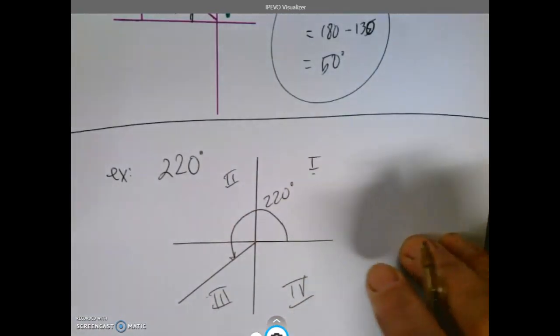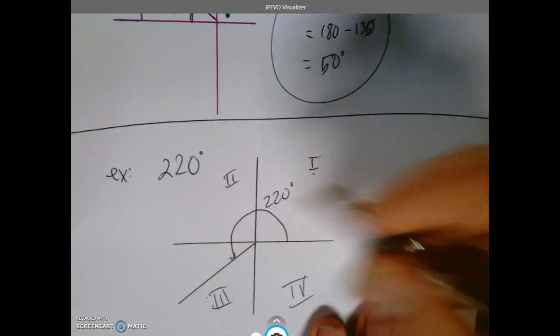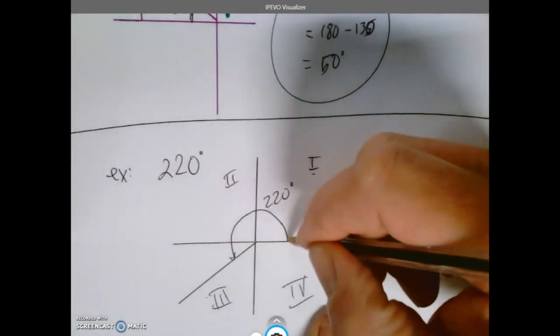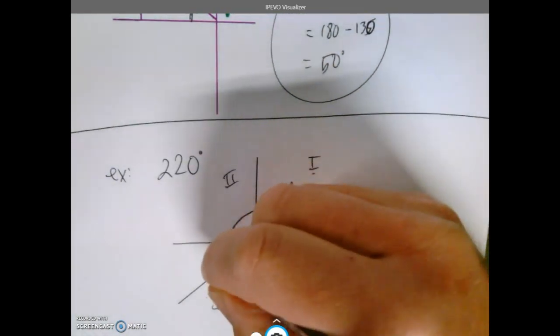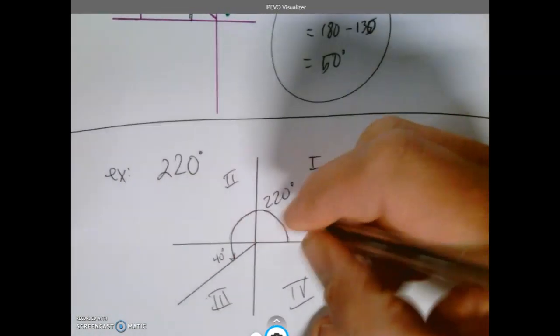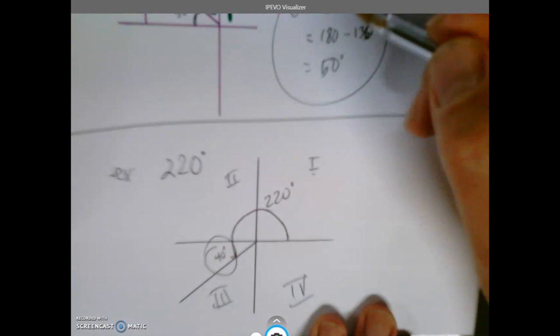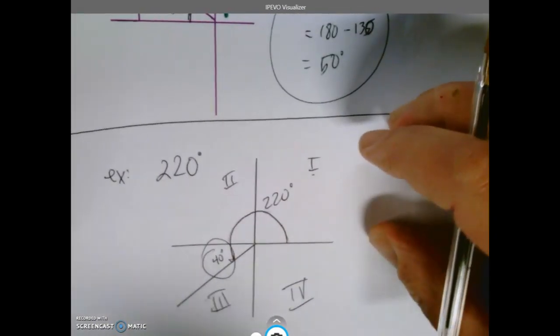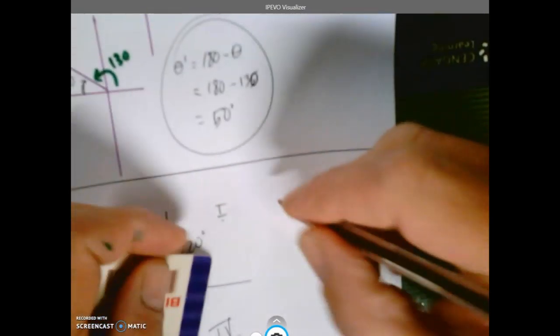That's the other thing you're going to want to know. Where are you at? What location are you at? Which quadrant are you in? So 220 would be 180 and then an extra 40. That's what the reference angle is. So I don't memorize any formulas. I draw it and then I figure it out. Okay, and you can do this for any angle. Same thing. You can do it for negative angles.